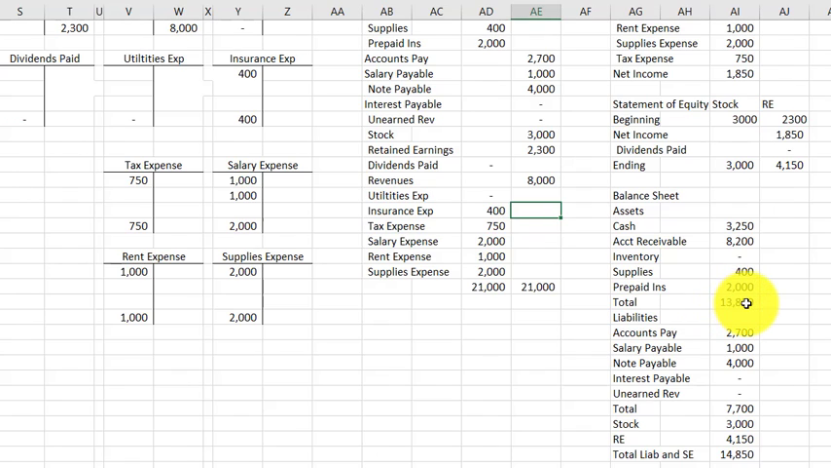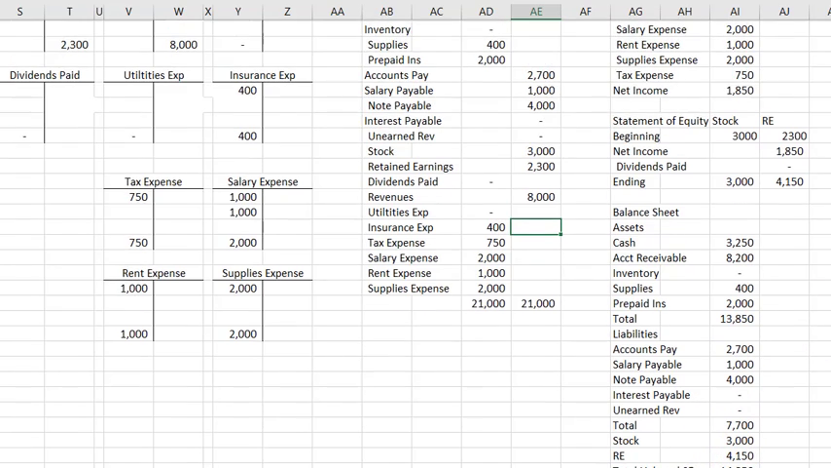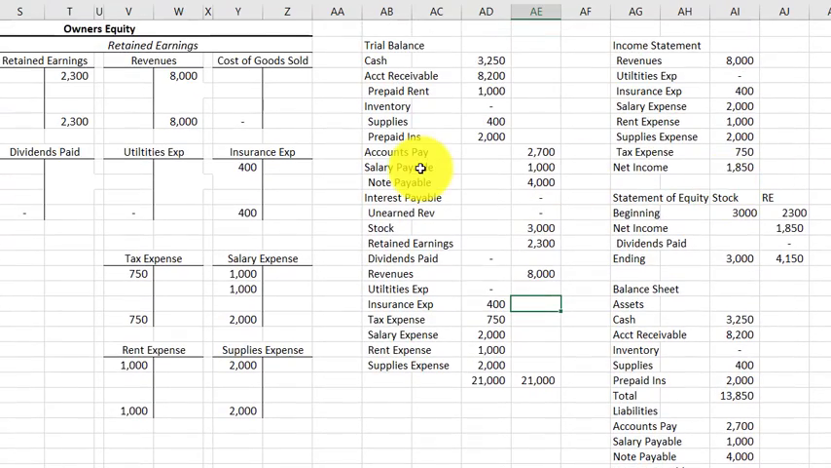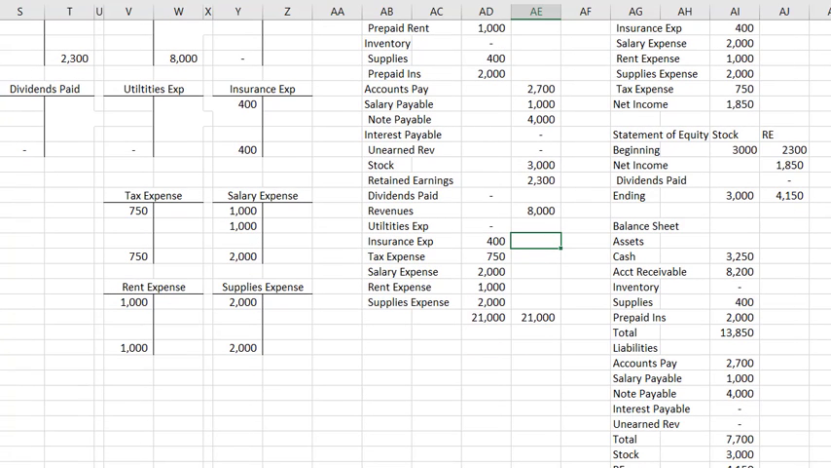All right, and it looks like we have a problem on our balance sheet because it doesn't balance. We have total assets $13,850 and total liabilities and stockholders' equity $14,850, and it's because I missed on my balance sheet, okay, one of the accounts that are on my trial balance, specifically prepaid rent. All right, so that's a good illustration. We notice we're off by 1,000, and the prepaid rent is exactly 1,000.